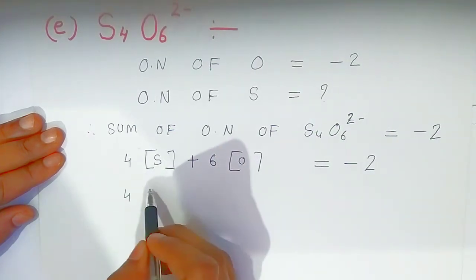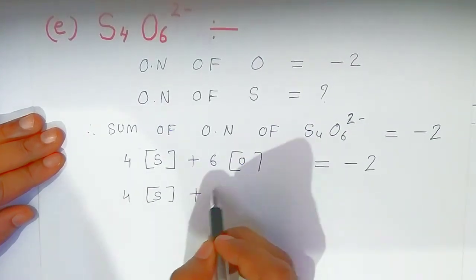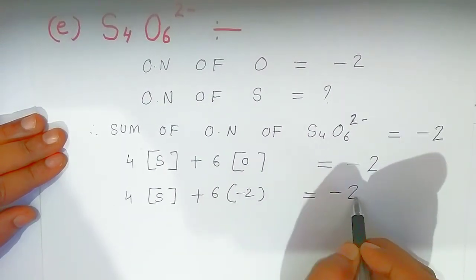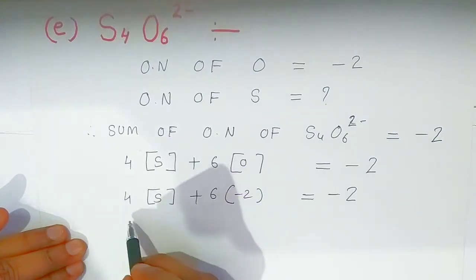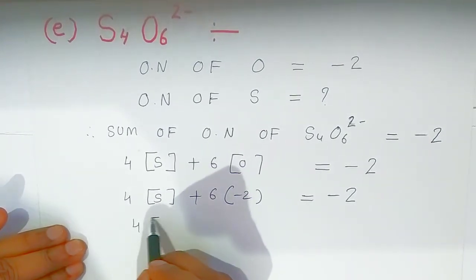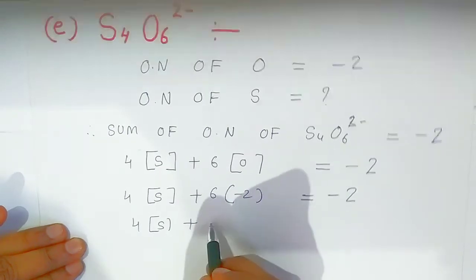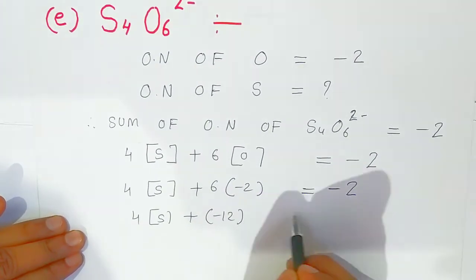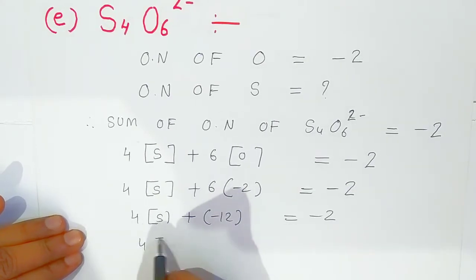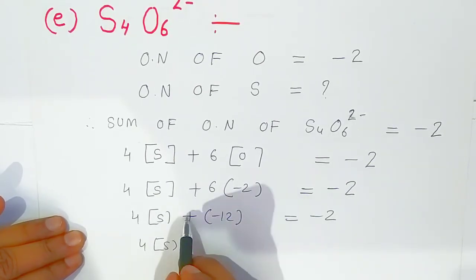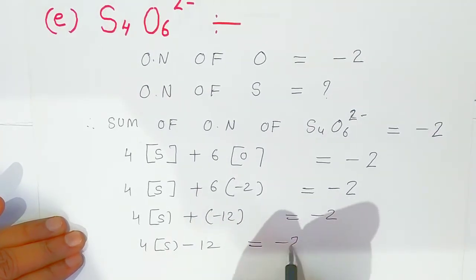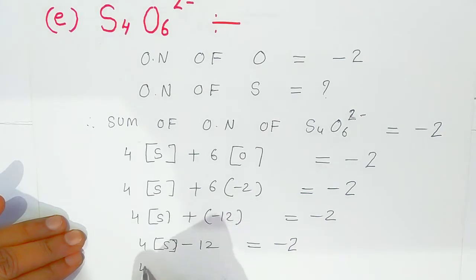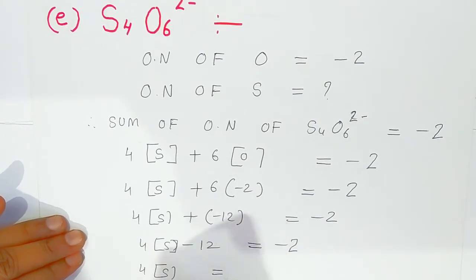Now students, you don't know the oxidation number of sulfur, so write as it is, and you know the oxidation number of oxygen is -2, so you can write like this. Now it is mathematical operations. So students, 4 times sulfur, 6 times -2, how much? It becomes -12, which equals -2. So 4 times sulfur minus 12 equals -2. Now this -12 will go to that side and become plus. 4 times sulfur will be as it is, -2.